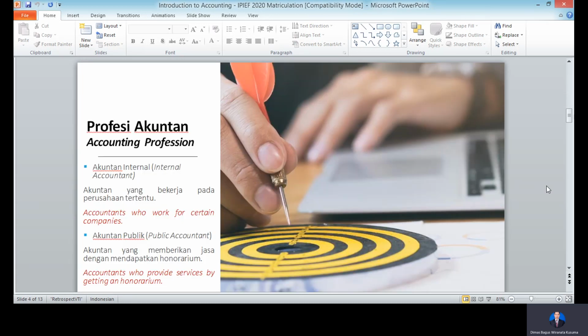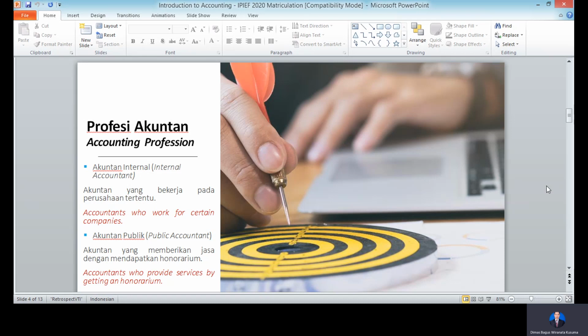And the next one, if we talk about accounting, we talk about the accounting profession, or those who really learn in accounting programs. And talking about accountants, we divide them into two aspects. The first is the internal accountant, namely accountants who work for a certain company. So internal accountants are related to the activities attached to the internal company. And the second one is public accountants, which refers to accountants who provide services by getting an honorarium. It means they are professional accountants who usually work outside of the companies.